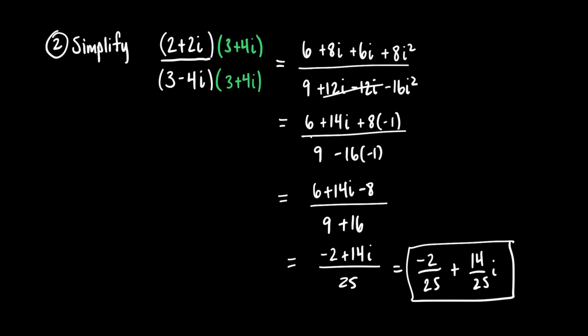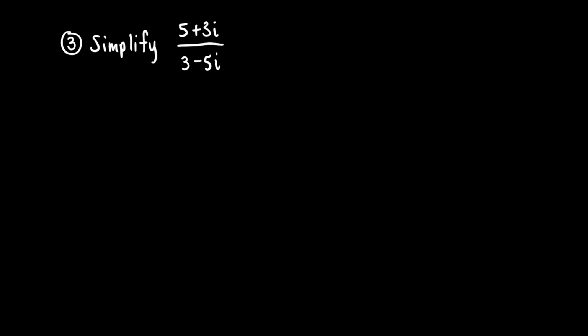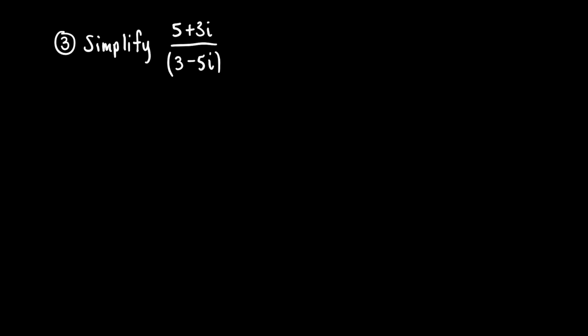All right, let's look at another one. Okay, simplify (5 + 3i) over (3 - 5i). So we're going to multiply by the conjugate of the bottom. I'm just going to put parentheses around everything. The conjugate of the bottom is going to be 3 + 5i, because all we're doing is changing the sign of the imaginary number on the bottom.